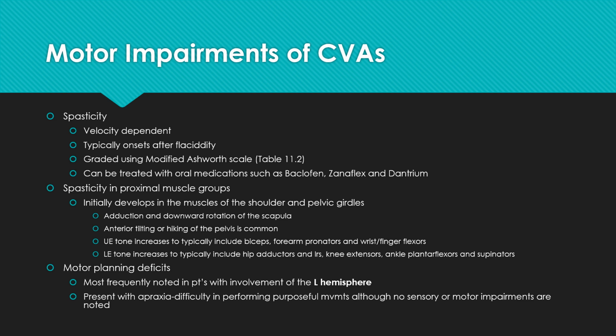And lower extremity tone increases to typically include hip adductors and internal rotators, knee extensors, and ankle plantar flexors and supinators. And this again is a common presentation in patients following a CVA. However, it's less common to be able to visually identify because we more typically see middle cerebral artery involvement. That's the most common CVA type, and so that's what we're going to see more clinically. And that affects the upper extremities more than the lower extremities.